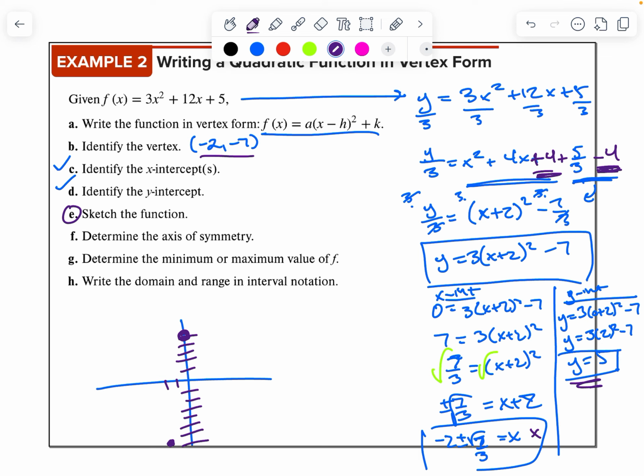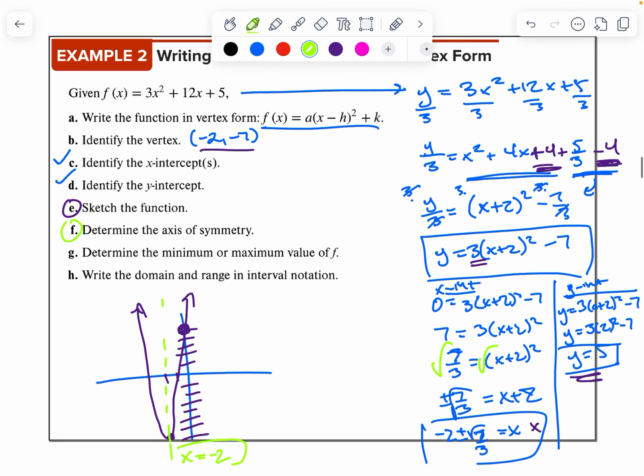Man, I'm really missing this graph. That's just going to have to do. The axis of symmetry then is going to be like this, right? And it's going to go through that point right there, which is x equals negative 2. Remember that the axis of symmetry is always x equals the x-coordinate of your vertex, because it goes through that vertex.